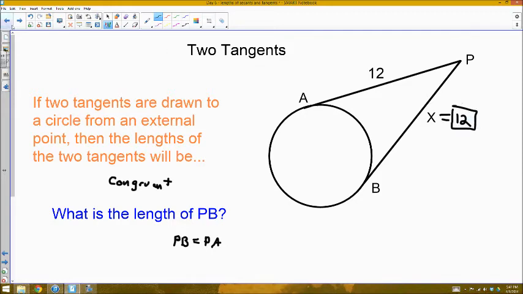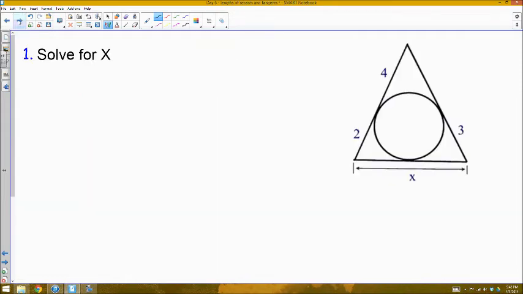Let's apply these ideas to a couple more examples to get a better feel for them. In this question, I have a circle inscribed in a triangle, meaning it touches the triangle at one and only one point on each of its sides. You could also say that the triangle is circumscribed around the circle. And since these lines touch the circle at one and only one point, it makes each of these segments tangent.